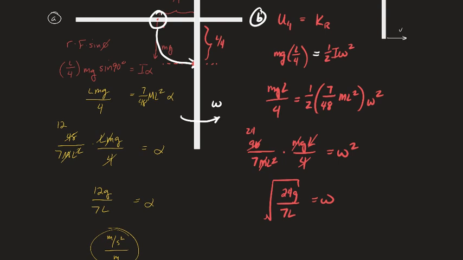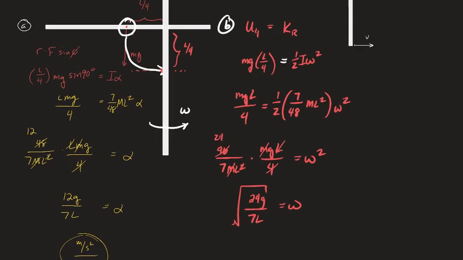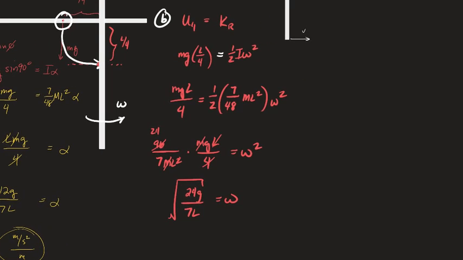But wait, there's more. We want how fast is the bottom of the meter stick going. Careful. I've seen this mistake made already. The bottom of the meter stick is a distance 3/4 L away from the pivot. Well, some people understand the implication of that. Some people don't. But in this case, R is going to have to be 3/4 L.